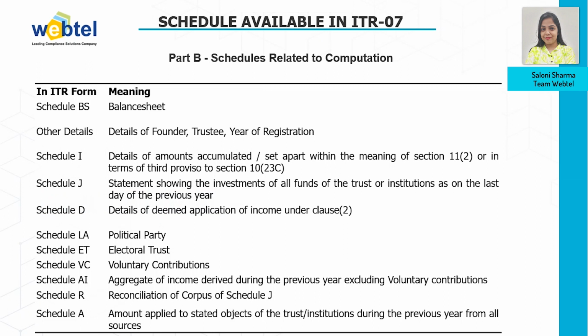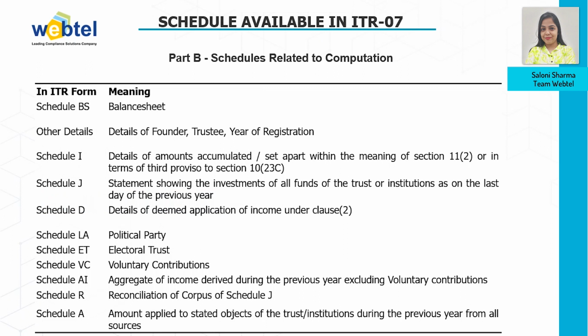And these are the schedules that are required to be filed in case of ITR-7. A balance sheet is required to be filed. Other information like details of the founder, trustee, year of registration, and other details are required to be filled in case of ITR-7. Then comes Schedule I. Schedule I is related to the details of the amount accumulated or set apart within the meaning of Section 11, subsection 2. Schedule J is required to show the investment of all the funds of the trust or institution as on the last day of the previous year.